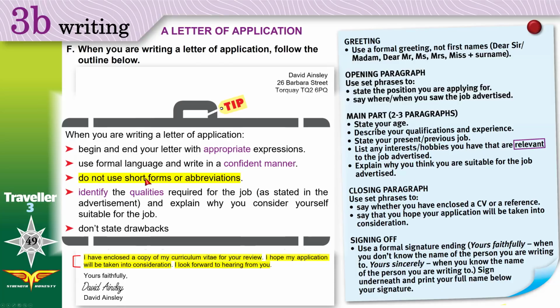This is why I highlighted this. It's important. You identify the qualities. You say the qualities, the characteristics that you have that are required for the job as stated in the advertisement. Okay, you see in the advertisement that you must be friendly, so you identify that, you say that you are friendly, and you explain why you consider yourself suitable for the job. Don't state drawbacks. If there is any reason why you are not good for the job, you don't say that, you don't write that.